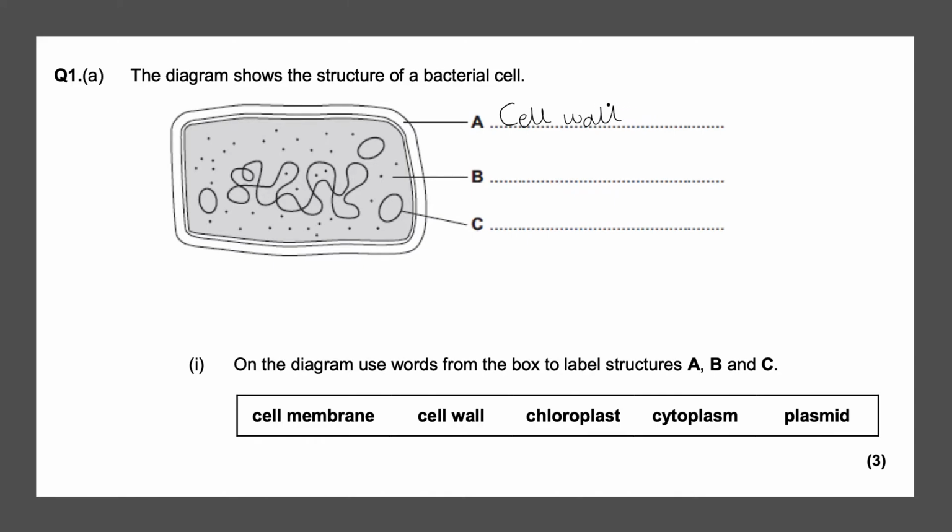B is the inside of the cell and it would be the cytoplasm because it's the jelly-like substance that's holding all the other organelles together, so this would be cytoplasm. C would be the plasmid because there's no mitochondria in a bacterial cell or chloroplast, so it would just simply be the plasmid.